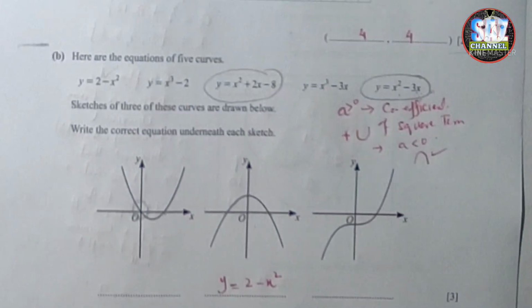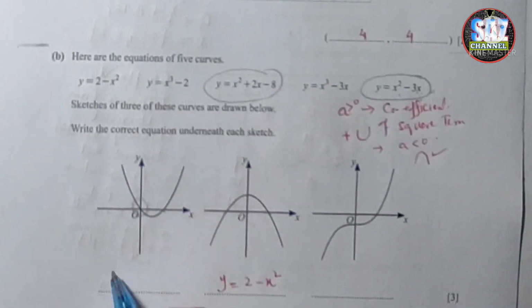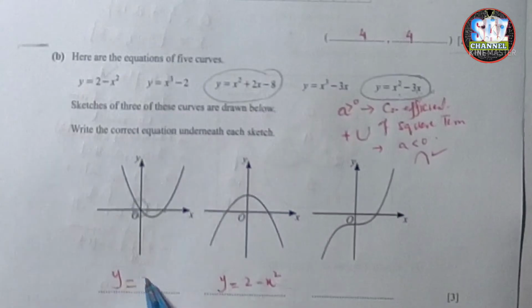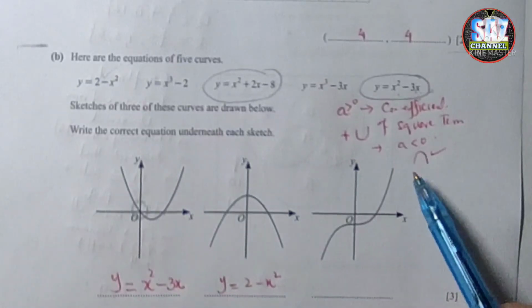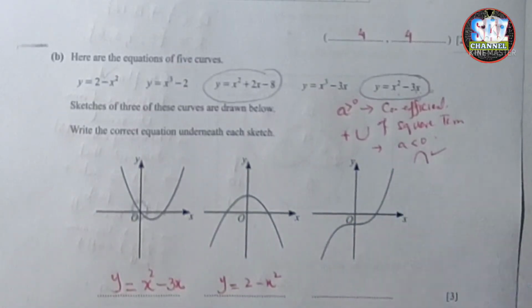So in this case, students, the equation associated with the first parabolic curve is y equals x squared minus 3x, and coming now to the third, that is the cubic curve.